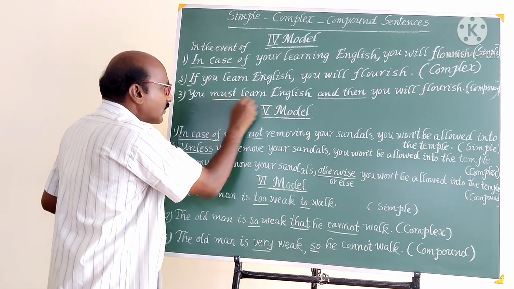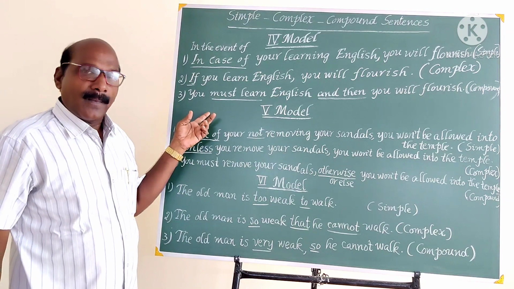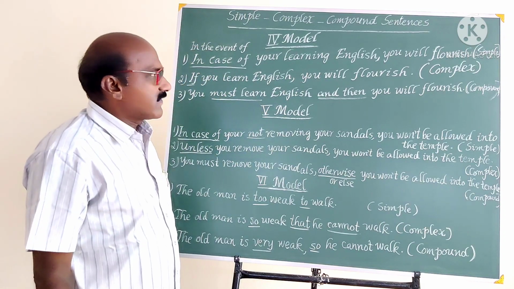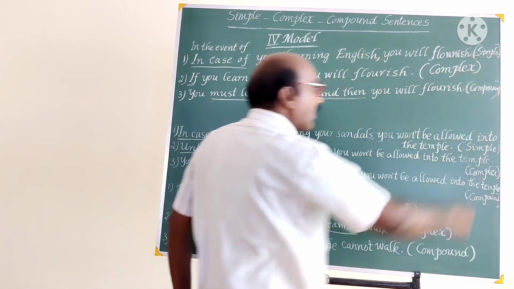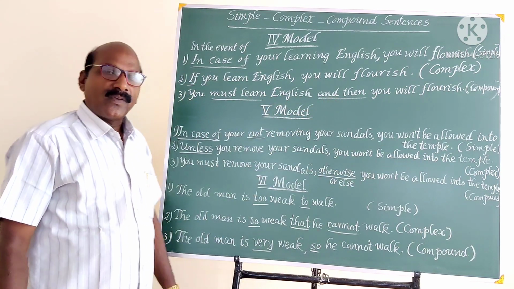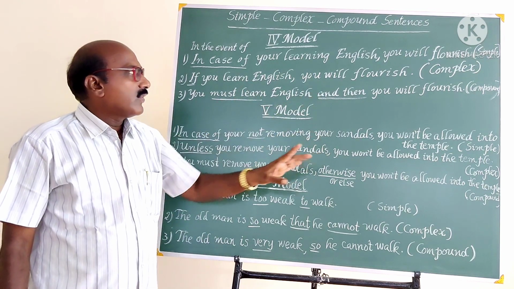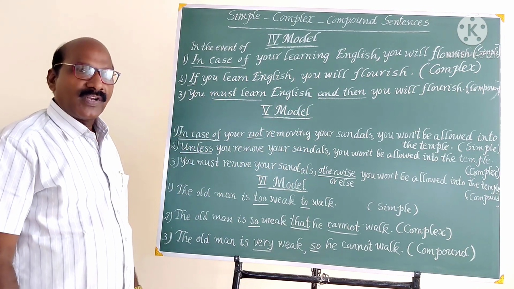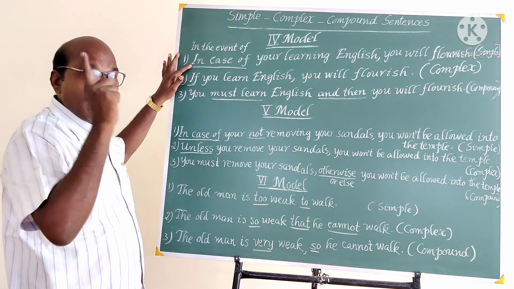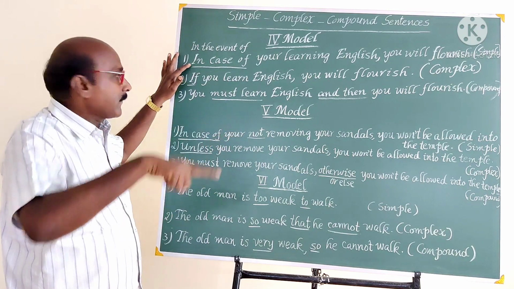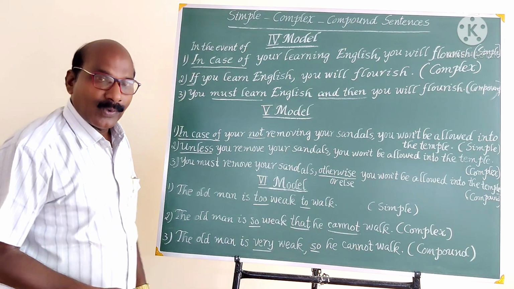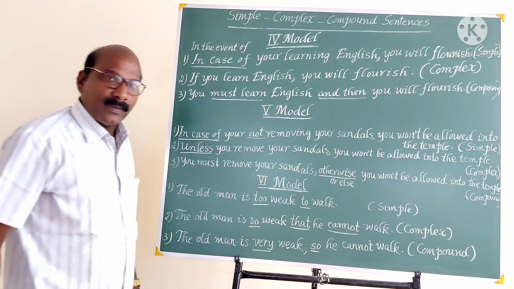We have to use must to make another main clause. You must learn English and then you will flourish. This is the compound sentence. Combination of two main clauses, that is a compound sentence. So in this model, if you find in case of in a simple sentence, if in the complex, and then in compound.